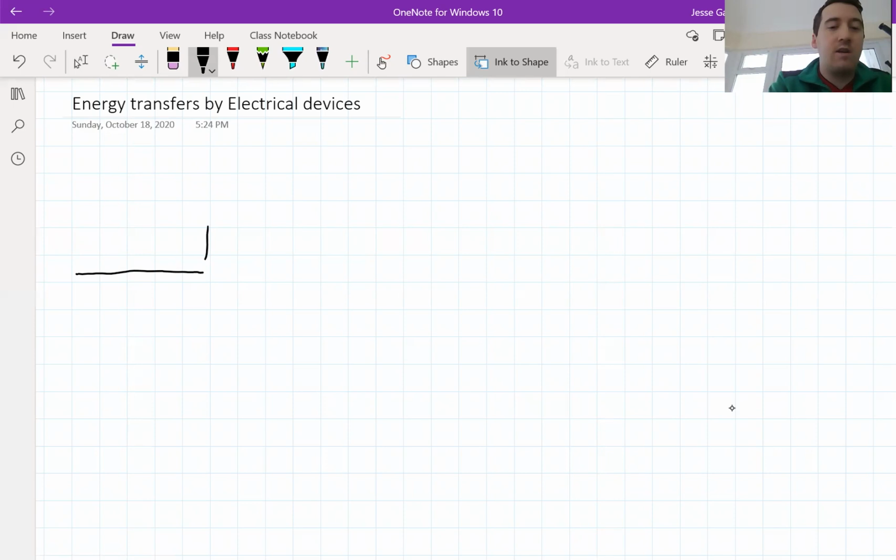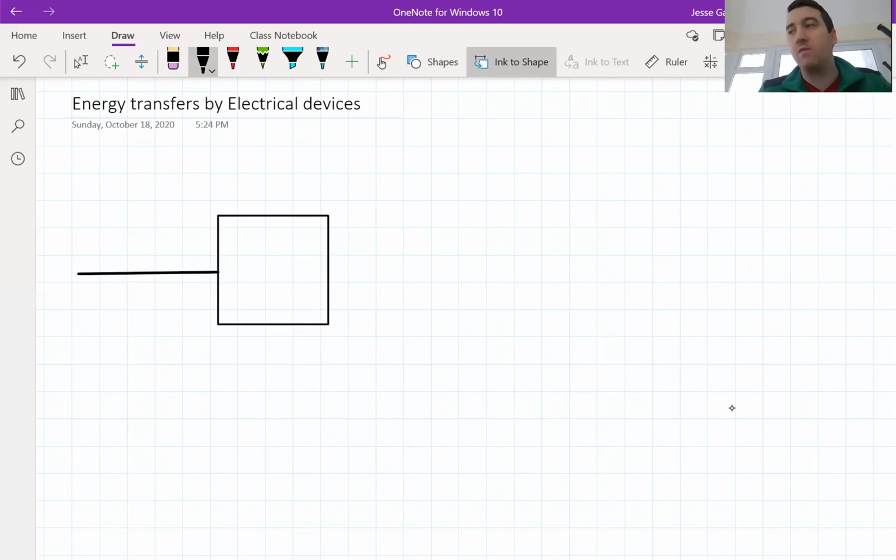They then encounter a device. Devices are things like lamps, motors, resistors, things like that. And when they enter the device, so this is a device like this, the coulombs of electrons slow down. So the electrons slow down.